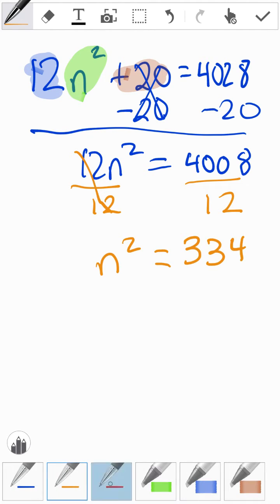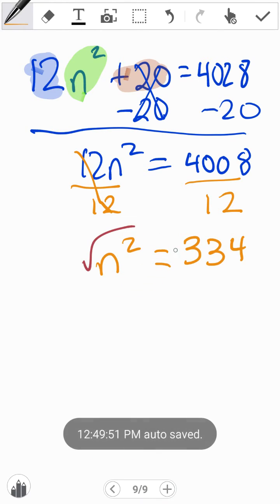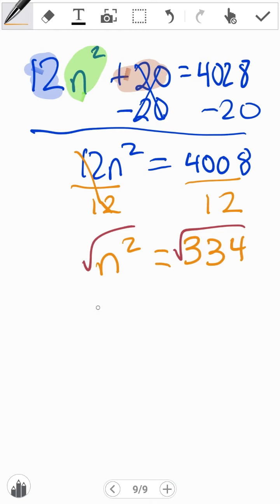Okay, now my n squared is by itself, so we're going to apply the square root. The square root of n squared is n. I introduced a square root, so I've got to do plus or minus. Let's start with 2 to try to factor this radical out. 334 divided by 2 gives me 2 and 167.